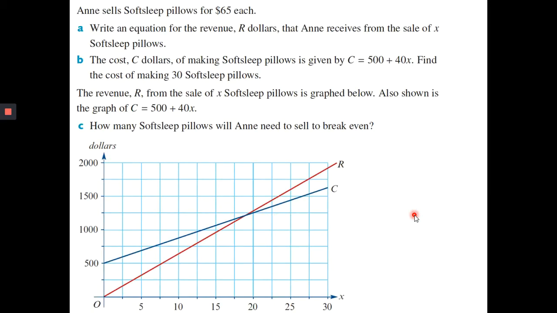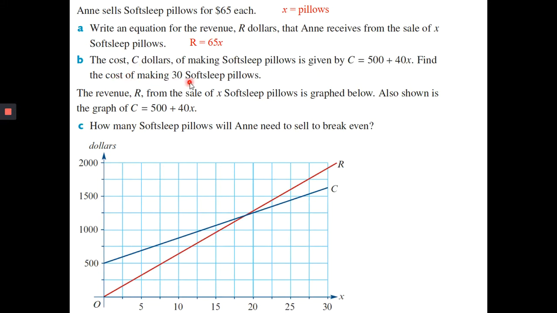All right, let's have a look at another example. Anne sells pillows. Oh, what a great name. Soft sleep pillows, $65 each. So there's our revenue, $65 each. Write an equation for the revenue. We're going to say x is the number of pillows. They've told us that there. So I've just done a little code there to help myself. The revenue is 65 times the number of pillows. The cost, oh, they've told us the cost function. Brilliant.